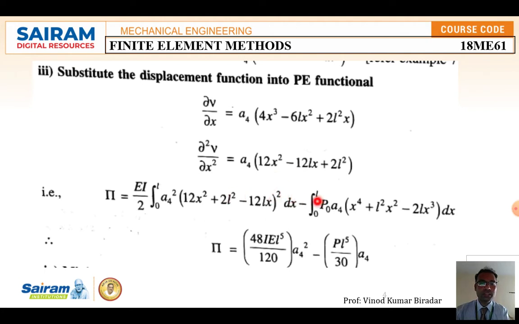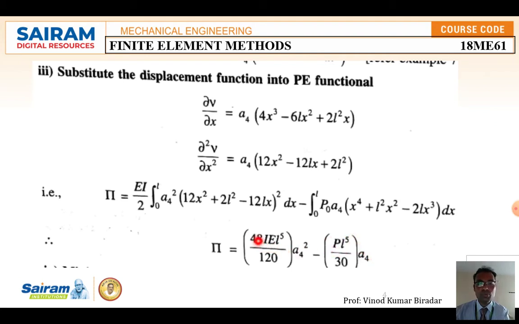Here, minus integration of 0 to L, P0 A4 into (x⁴ + L²x² − 2Lx³) dx. Once you substitute this, again you have to re-simplify this. You are going to get this equation, Π is equal to 48 EI L to the power of 5 whole divided by 120, A4 square, minus P0 L to the power of 5 divided by 30 into A4.